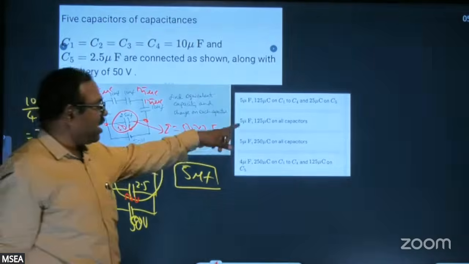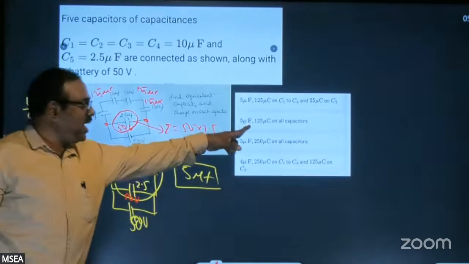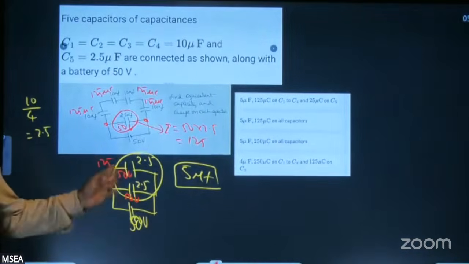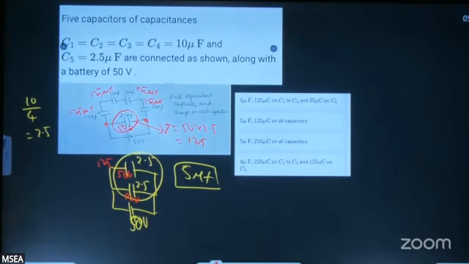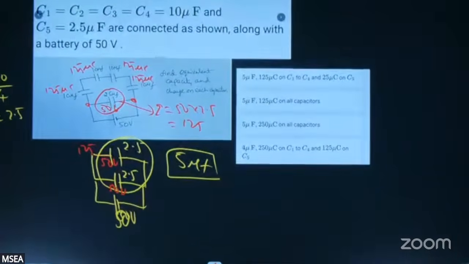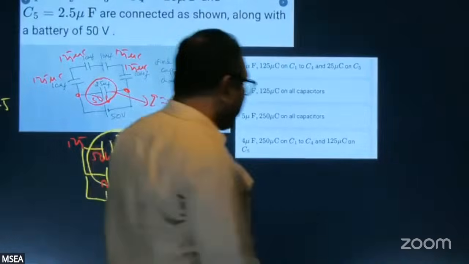Therefore, what is the correct answer? This one. So the effective capacity is 5 microfarad, and each capacitor will have a charge of 125 microcoulomb on all capacitors. That's all. This is the question asked in 2026. Next, we go to the next question.